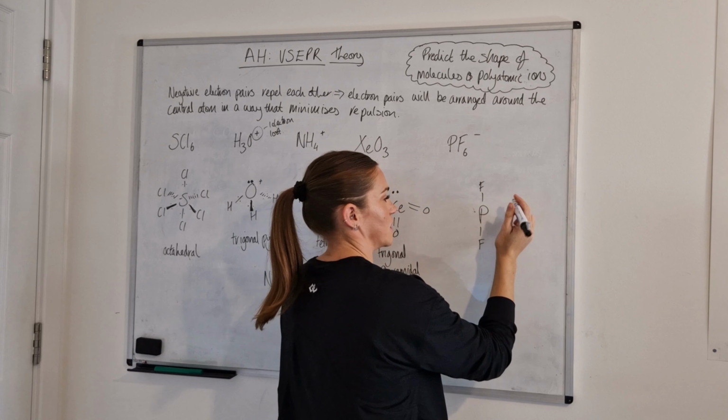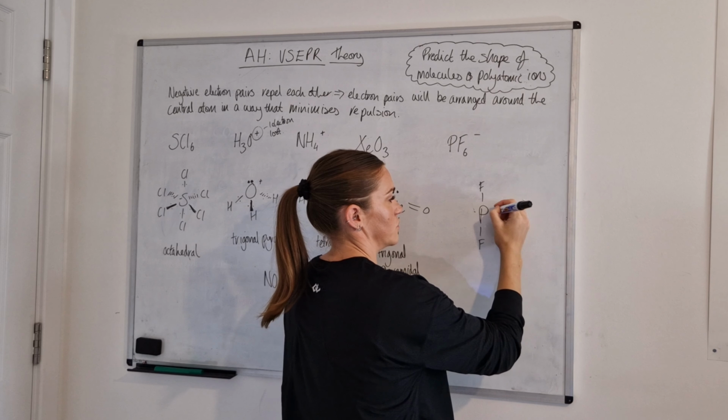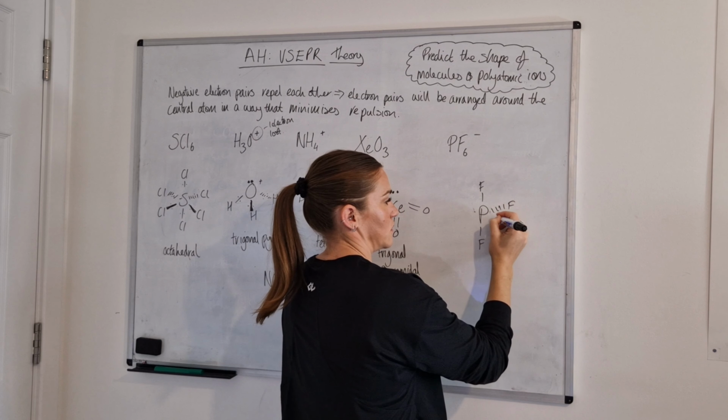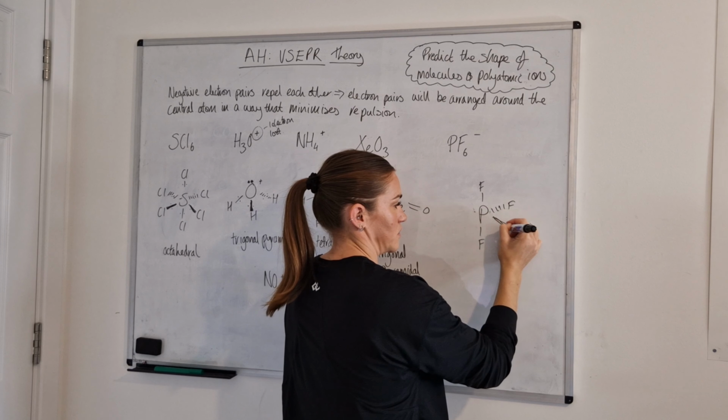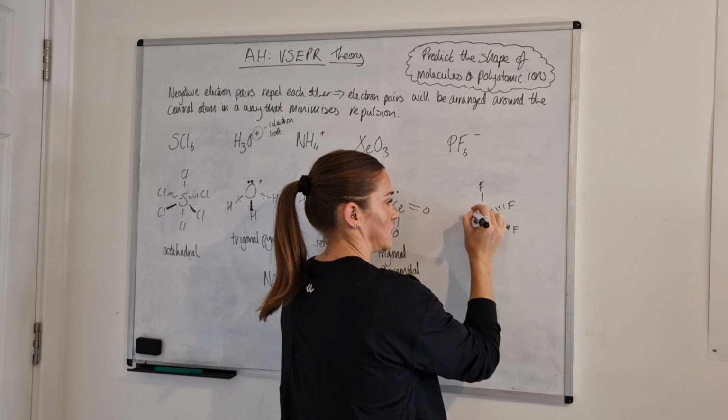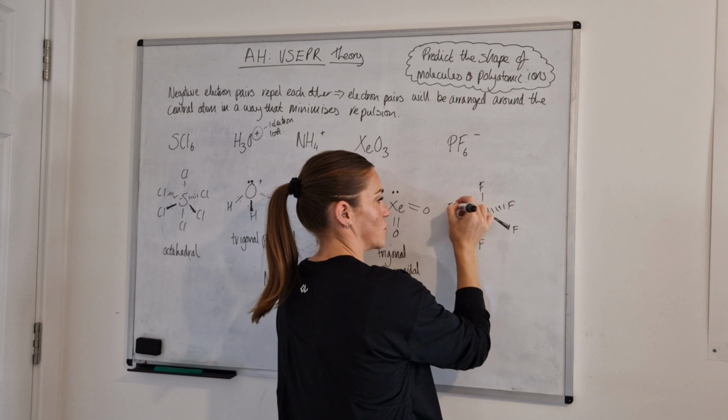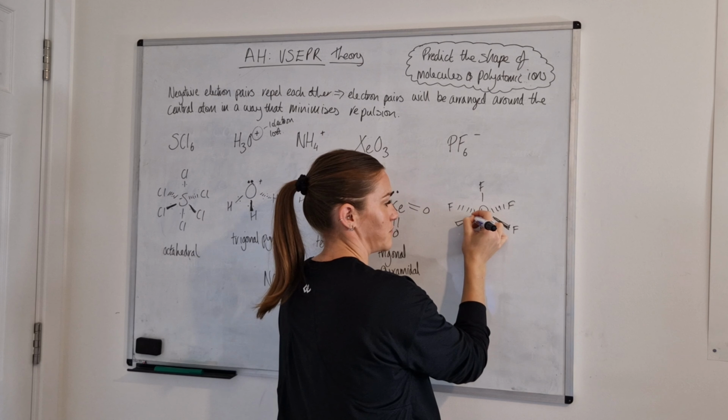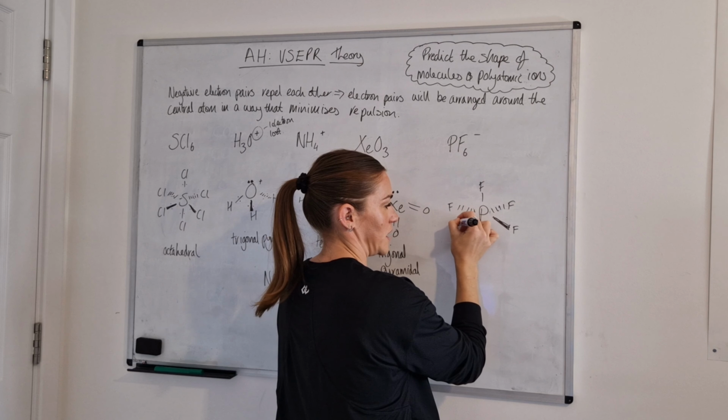And we usually know anything with 6 things is octahedral. That's usually a bit of an easy one to remember. You don't need to draw the wedge and the hash bonds in your exam, but if you do draw them, they do need to be correct.